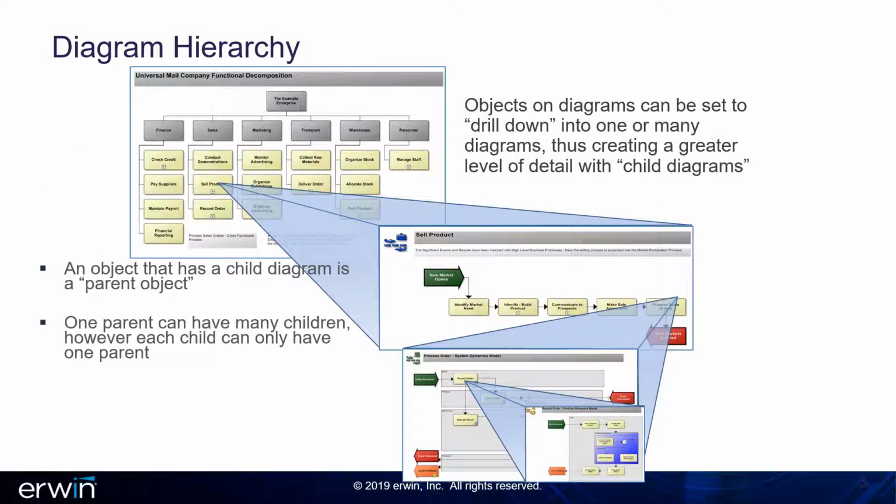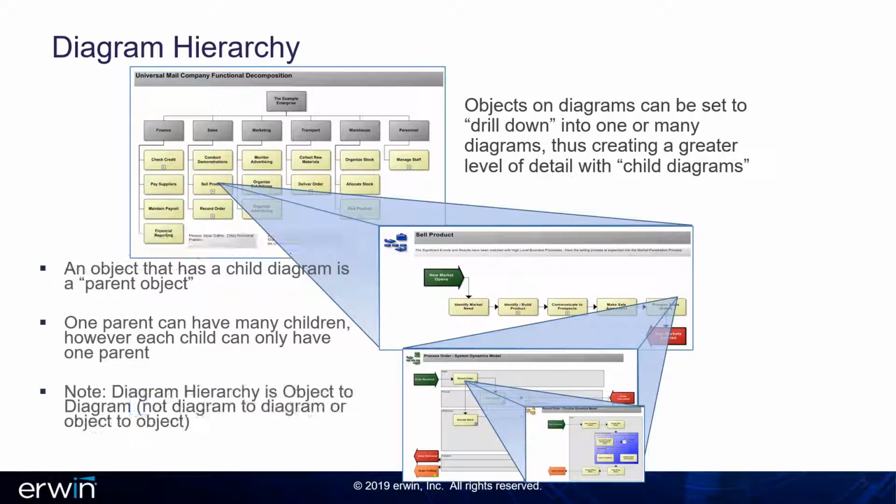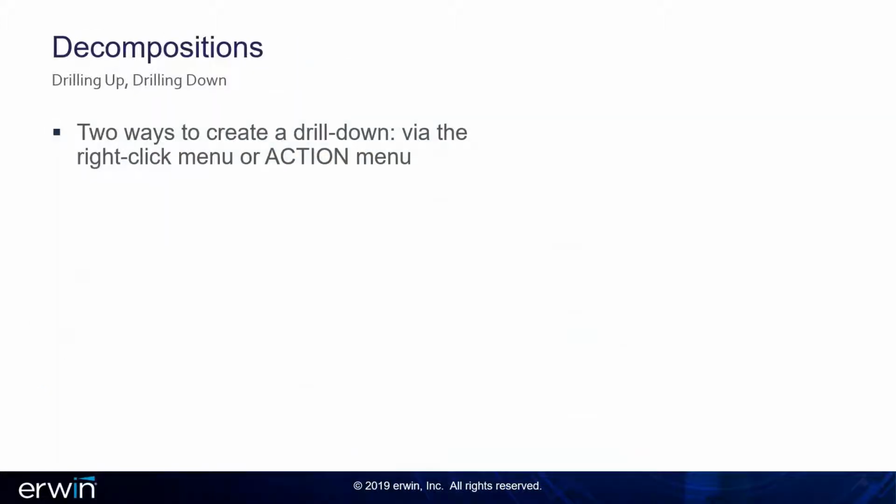One parent can have many children, but each child diagram can only have one parent object. And diagram hierarchy is object to diagram, as we just specified, not diagram to diagram or object to object.